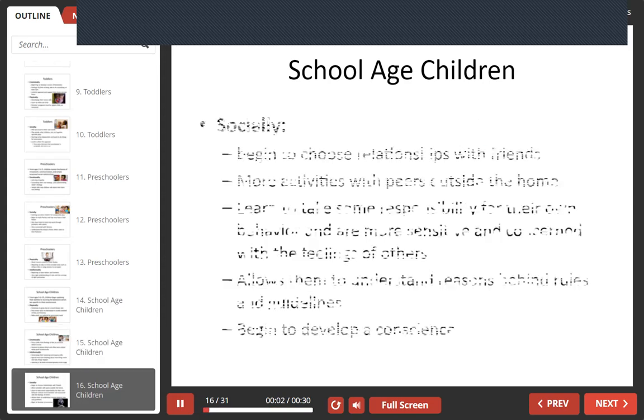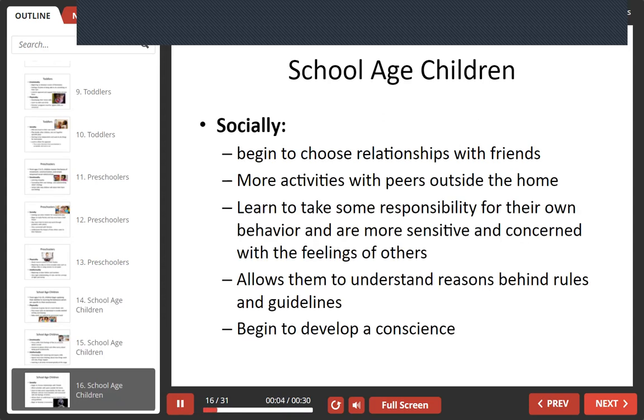School-age children socially begin to choose relationships with friends, and they participate in more activities with peers outside of the home. They begin to take some responsibility for their own behavior and are more sensitive and concerned with the feelings of others. Also, it allows them to understand the reasons behind rules and guidelines. This also is a sign of children beginning to develop a conscience.